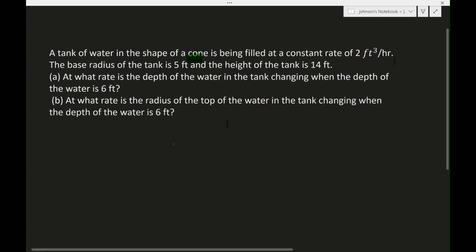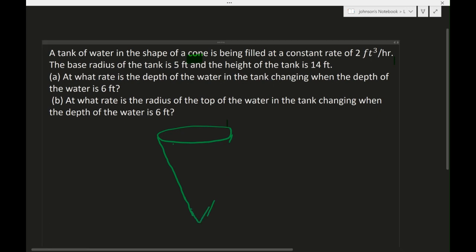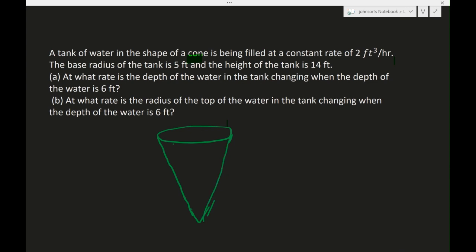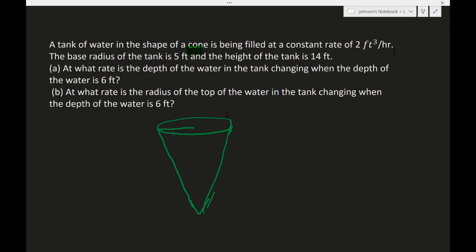Okay, so let's try to have a picture for this cone. So this will be the tank. Now, the base radius means this is the radius of that cone. The radius is 5 feet. And now the water also will take the shape. There's going to be another small radius here, the water in the tank, and there's going to be a height here.